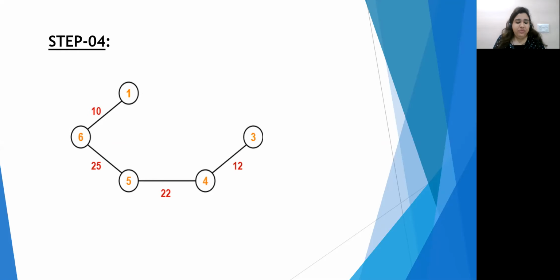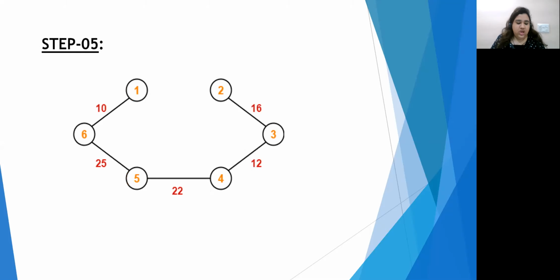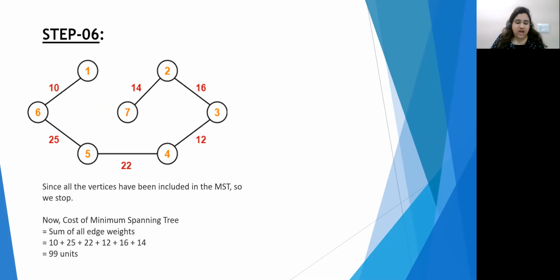Now we will keep repeating step number 2 and connect the least weighted edges to the vertices. We have done the same in step number 5 as well. Now finally, we have our MST, the minimum spanning tree of the given graph, which has a cost of 99 units. With this, we finish the implementation of Prim's algorithm.